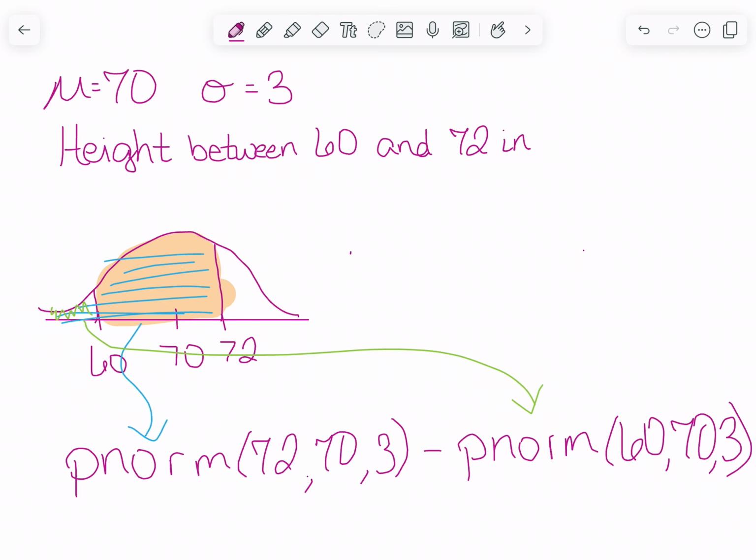This will account for everything smaller than 72. I'll start with finding the probability that the person is shorter than 72 inches. And then I remove those that are also shorter than 60 inches, since I do want them to be above the 60. I can type this into RStudio, and when I do, I get 0.74708, so almost 75%.